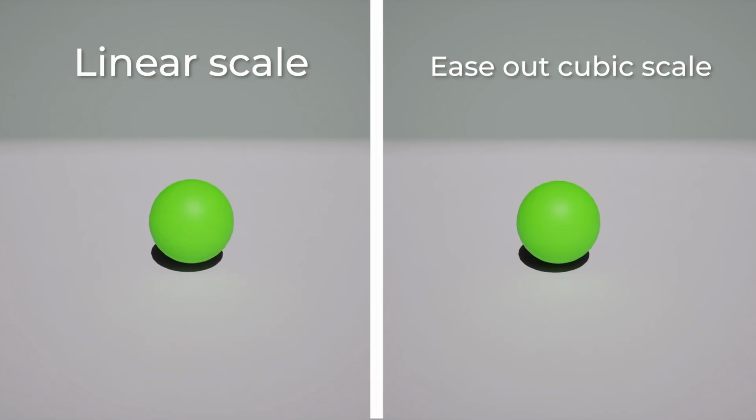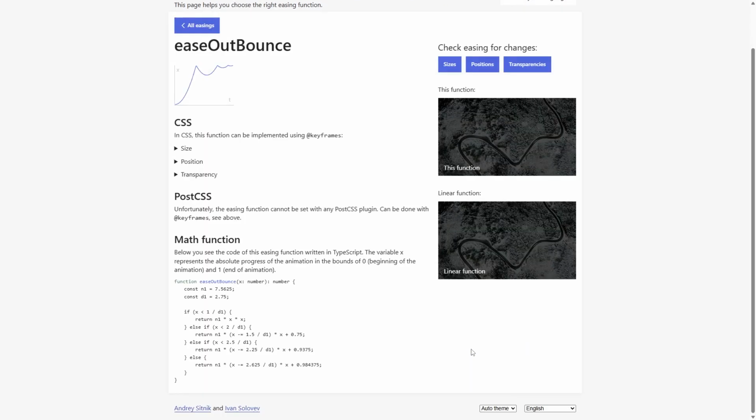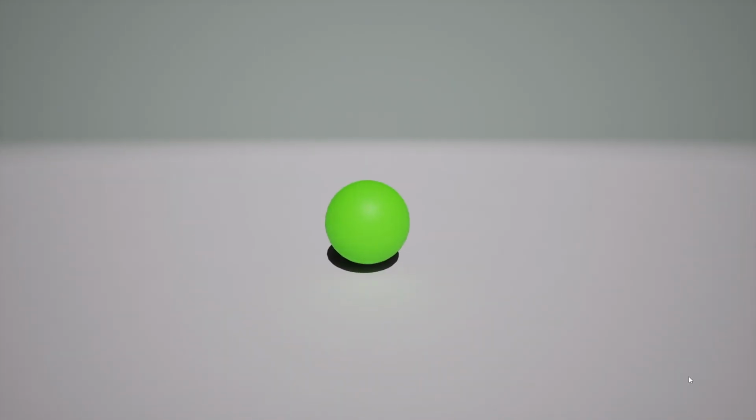If we now compare a linear interpolation with this Ease Out Cubic, the difference is immediately noticeable. You can try out even more advanced functions like this Ease Out Bounce, which replicates the physical behavior of a ball bouncing in a simplified way.